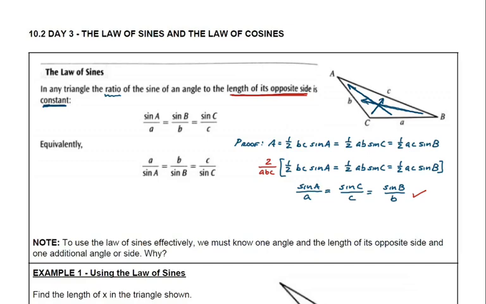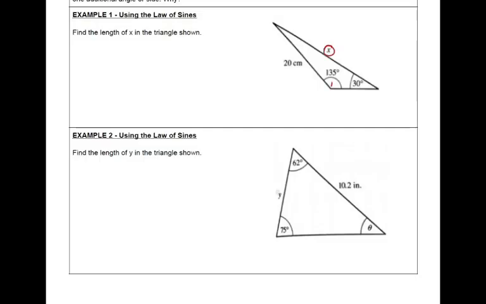So let's look at a straightforward example. Find the length of x in the triangle shown. So x is the side opposite the 135-degree angle, and 20 is the side opposite the 30-degree angle. So again, we're looking for the length of x, and again, it's not a right triangle. We don't have the other side, so it's not like I could use the Pythagorean theorem or any of that.